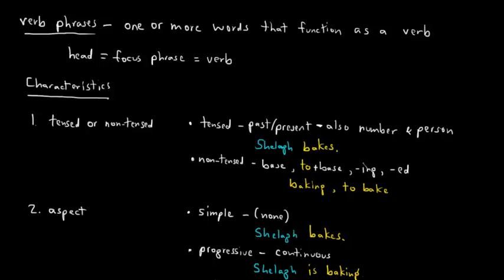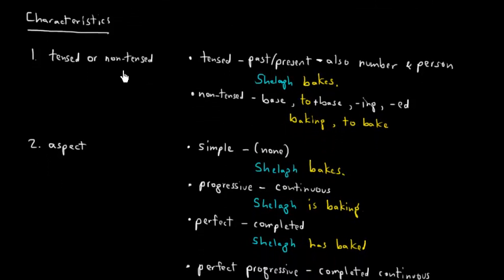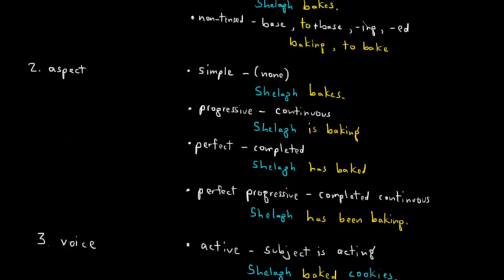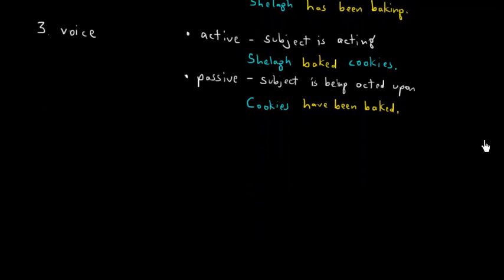Okay, in the last video on verb phrases, we defined verb phrases. We talked about three of the characteristics. We talked about tense and how they can be tensed or non-tensed. We talked about aspect, and we talked about voice. And there's two more I want to do. The next one is mood.